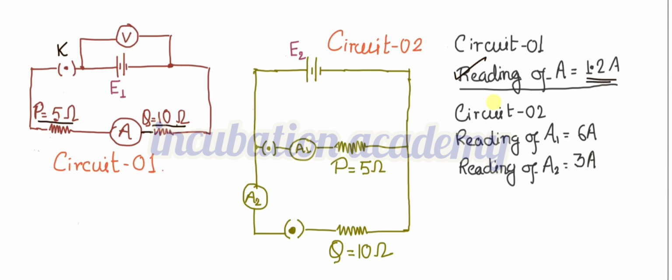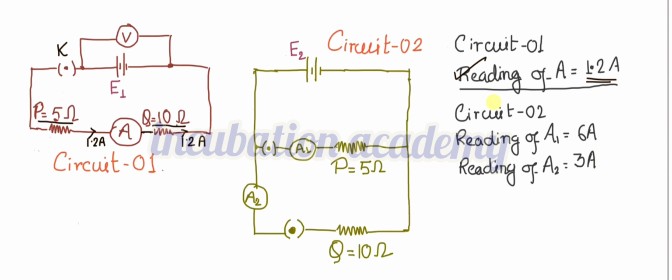So if the reading of the ammeter A is 1.2 ampere, then that current passes through it. This 1.2 ampere current passes through P, and 1.2 ampere current passes through Q also, because they are connected in series with the ammeter. Just try to understand that.